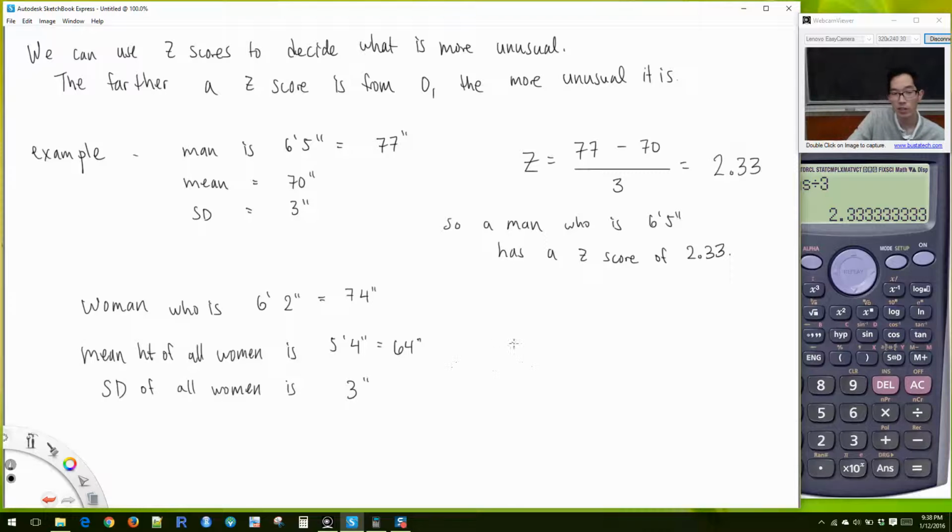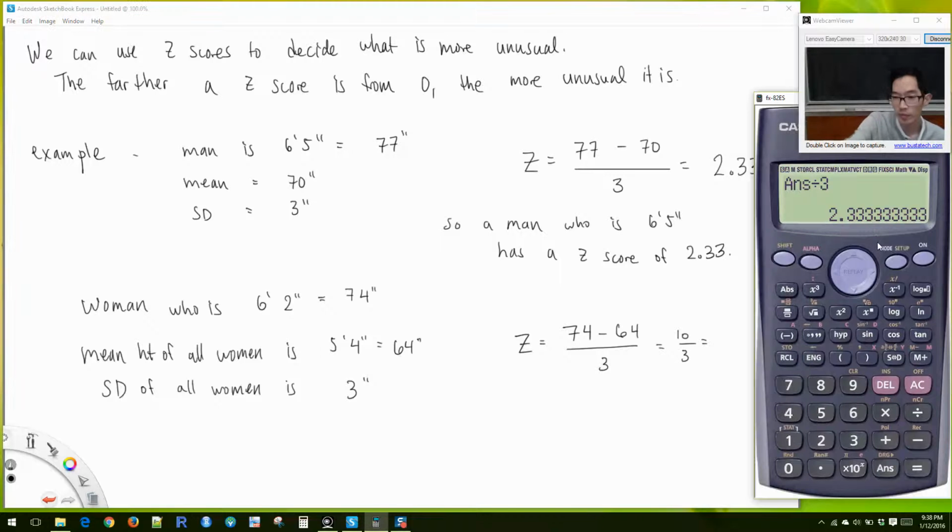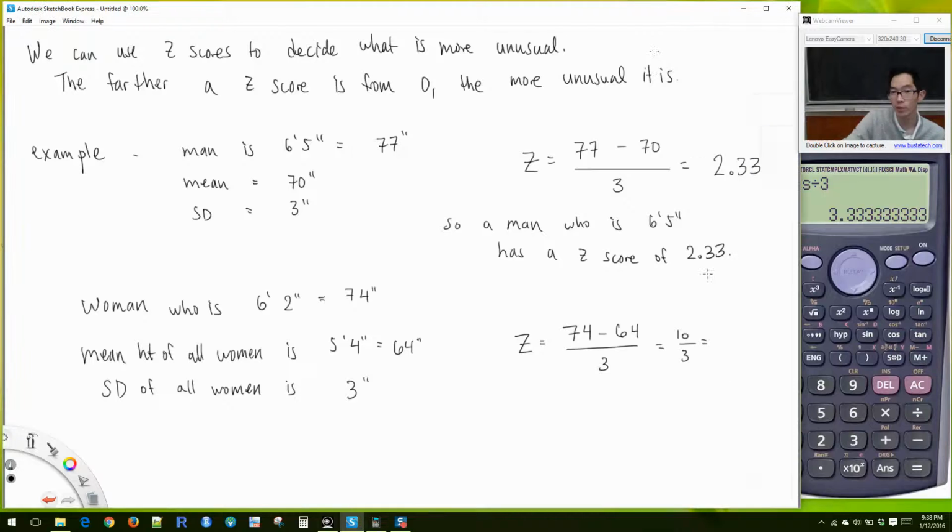And so this woman's z-score would be what? I would do 74 minus 64 divided by 3. Okay, so I would have 10 divided by 3. 74 minus 64 divided by 3, I get 3.333. 3.33. Okay?